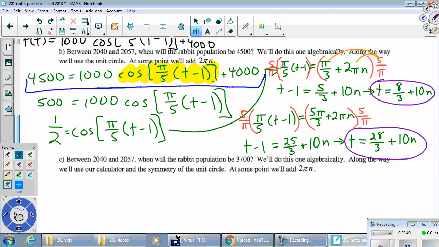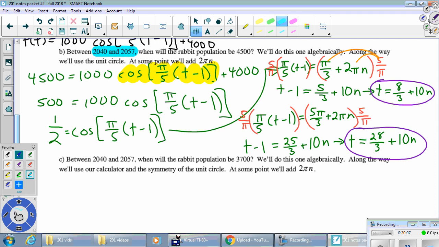If we plug in any value of t that has one of these forms, 8/3 plus 10 times an integer or 28/3 plus 10 times an integer, plug in any of those kinds of t's in here and you will crunch the right-hand side and you will get exactly 4,500. You will find the infinitely many times where this population is exactly equal to 4,500. So all we need to do is find the appropriate integers for n that land us in the right range, which is between 2040 and 2057.